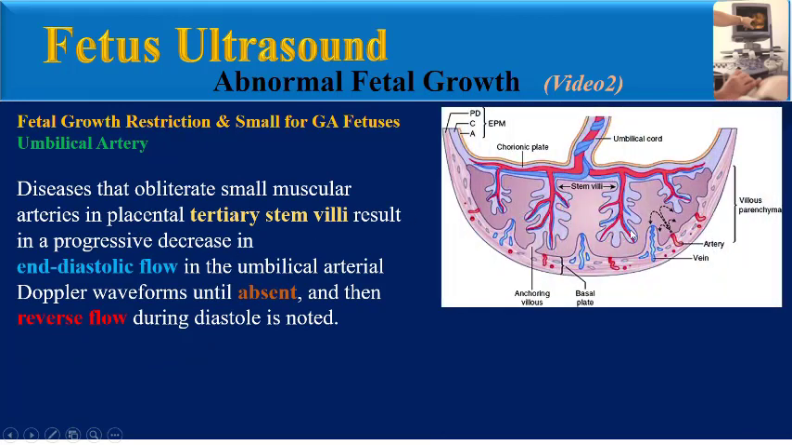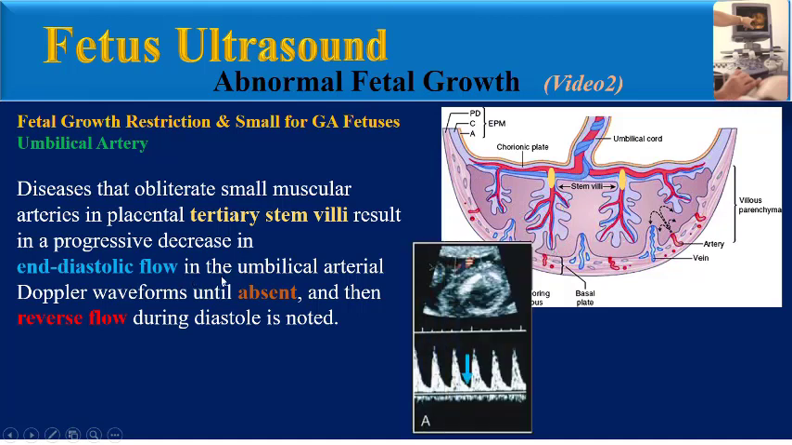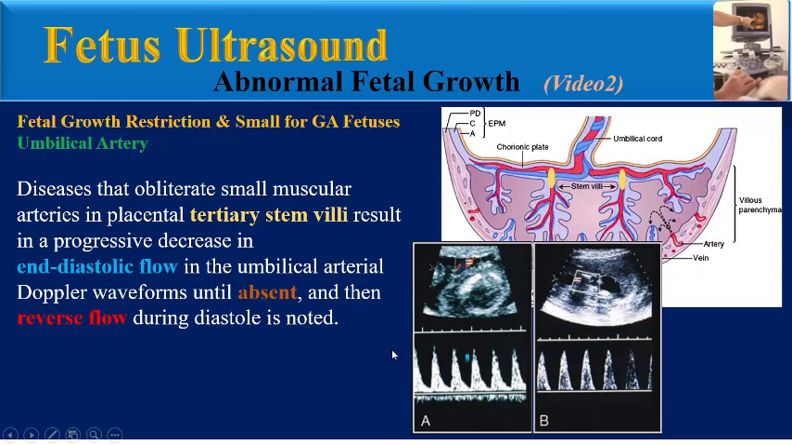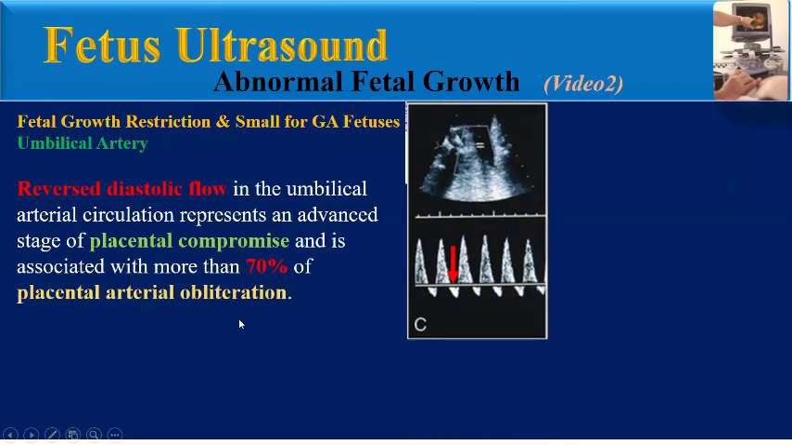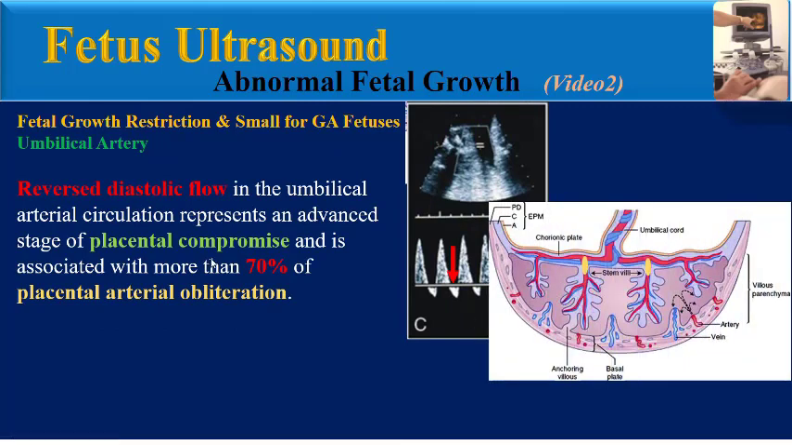Diseases that obliterate small muscular arteries in the placental tertiary stem villi result in a progressive decrease in end-diastolic flow in the umbilical arterial Doppler waveforms until absent end-diastolic flow, and then reversed flow during diastole is noted. Reverse diastolic flow in the umbilical arterial circulation represents an advanced stage of placental compromise and is associated with more than 70% of placental arterial obliteration.